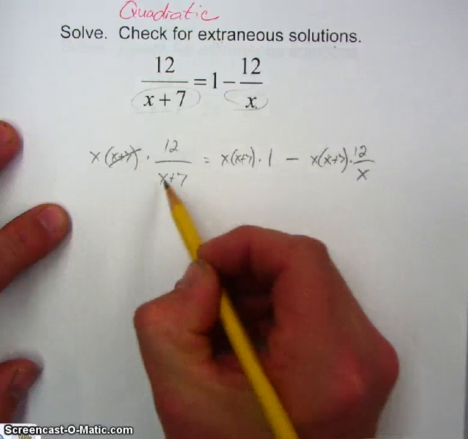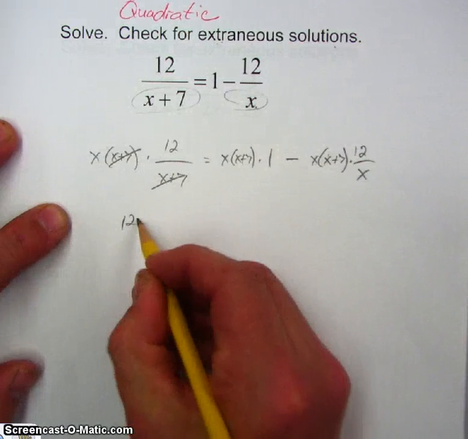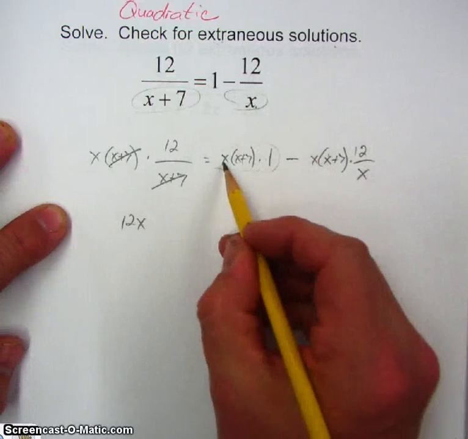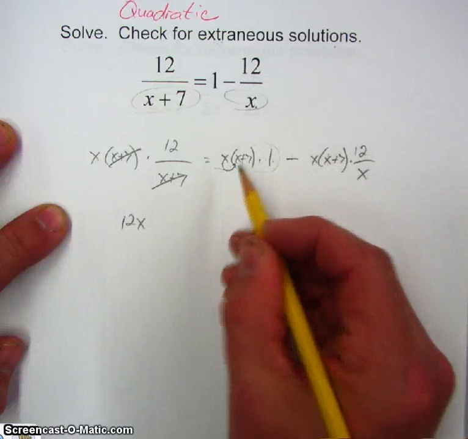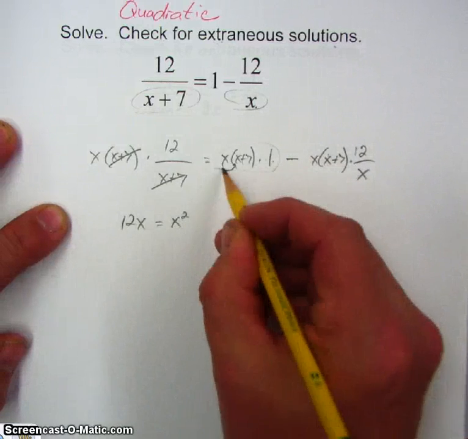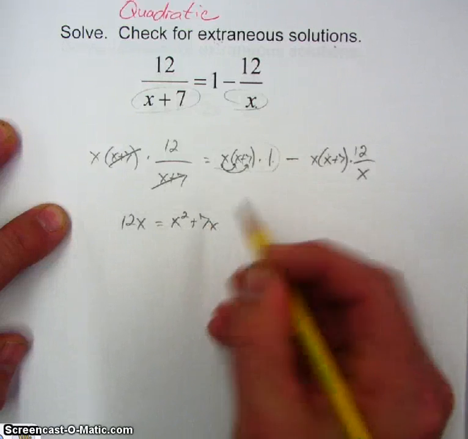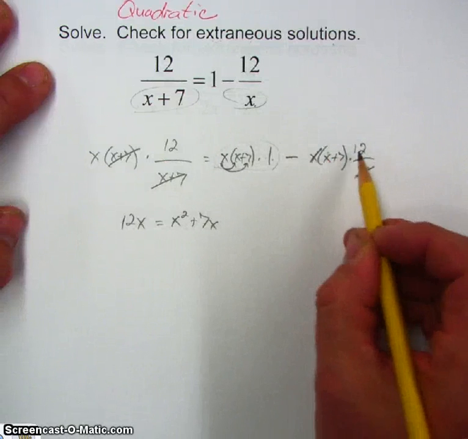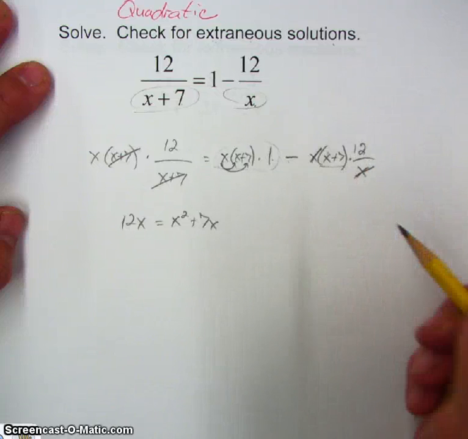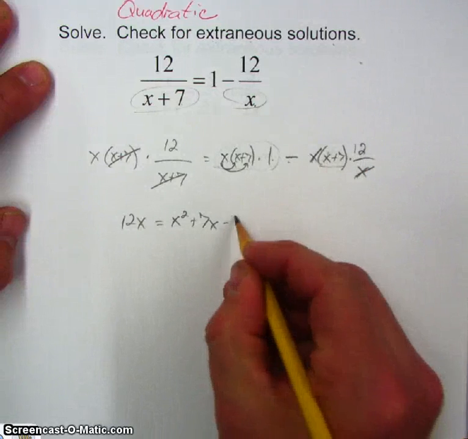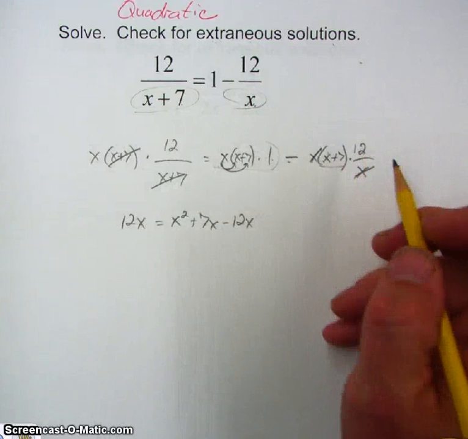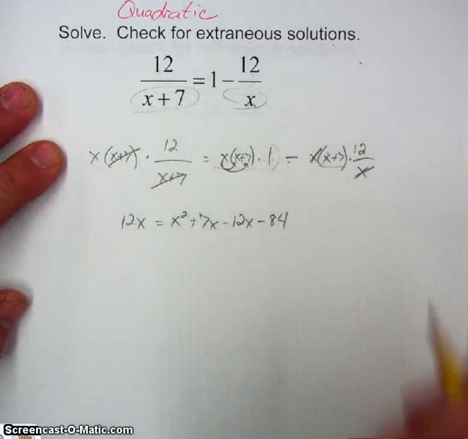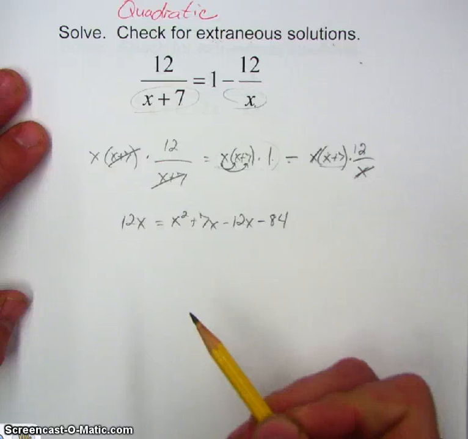Okay, so those cancel, so I got 12 times x, which is 12x. Nothing cancels, I'll multiply the whole thing out. In other words, that's x times this times 1, so it'll be x times x is x squared, x times 7 is 7x. Here the x's cancel out, so now I multiply a negative 12 and distribute through that, so it'll be negative 12 times x is negative 12x. Negative 12 times 7, which is negative 84. Alright, see here, got a quadratic.